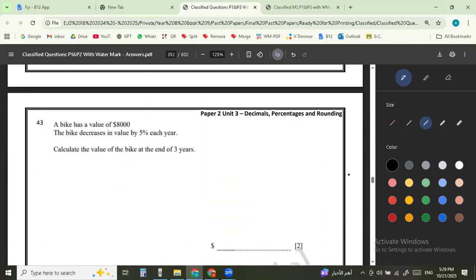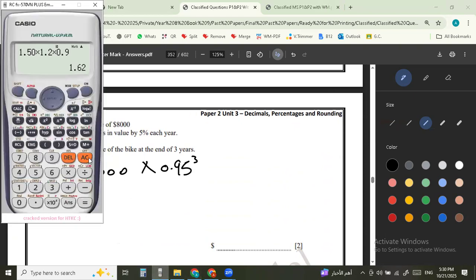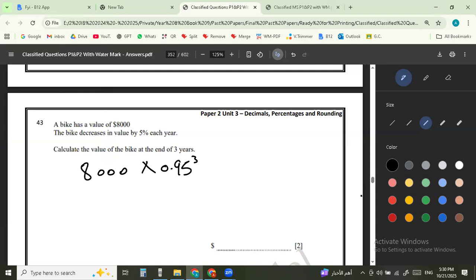Question 43. A bike has a value of $8,000. The bike decreases by 5%. Calculate the value of the bike at the end of 3 years. It decreases 5% each year. So it is 0.95 to the power of 3. So it is 8,000 times 0.95 cubed equals 6859.